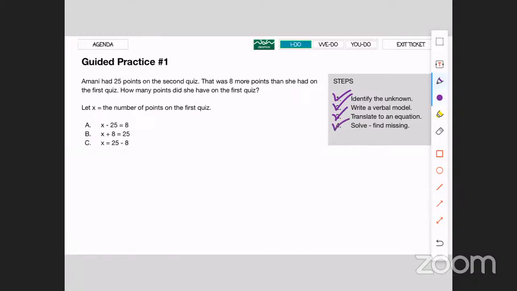If you take a look at this example, it says Amani had 25 points on the second quiz, and that was 8 more points than she had on the first quiz. Okay. And how many points did she have on the first quiz? So the question is the unknown thing: how many points did she get on the first quiz? So let's say they already did the first step. It says, let x be the number of points on the first quiz. Okay. So the first quiz is equal to x.